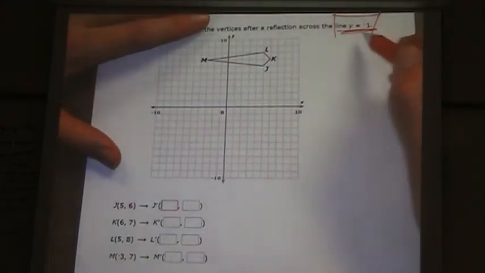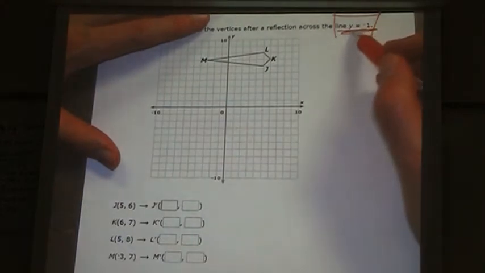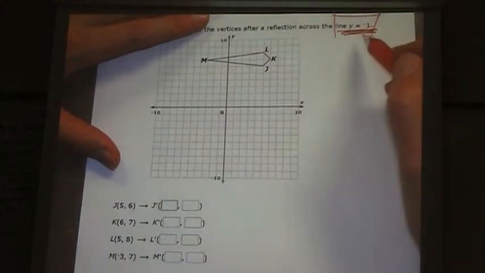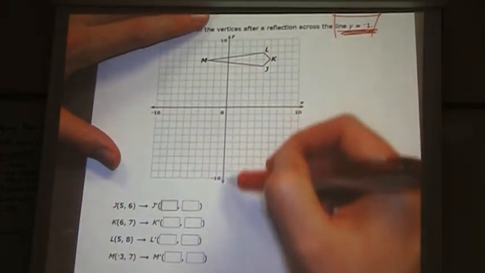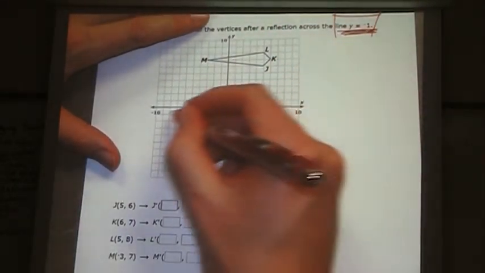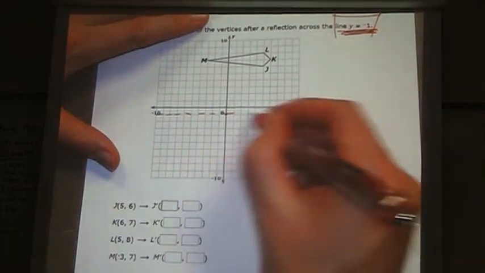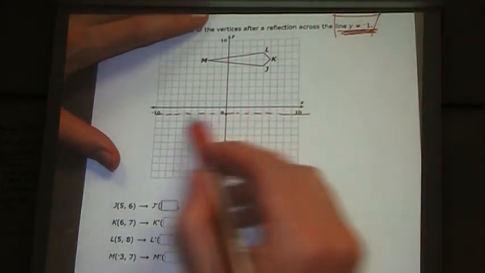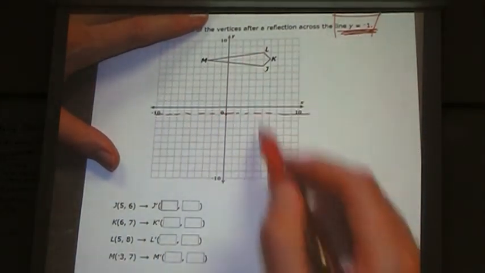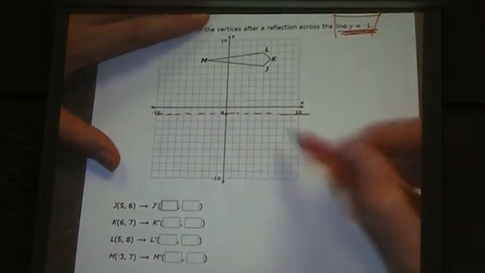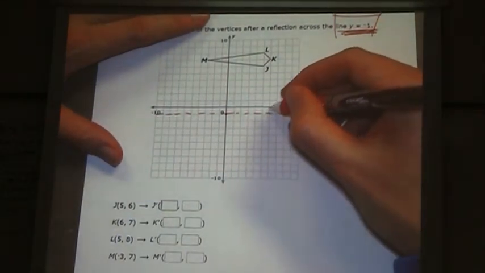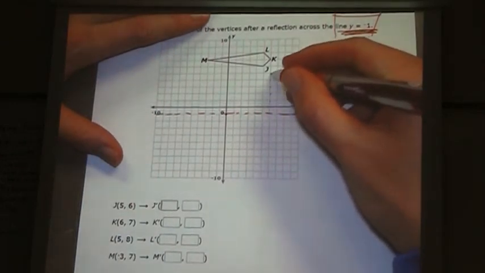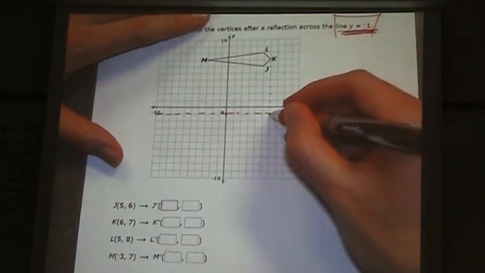You draw the line of reflection. So you do have to know how to graph y equals -1. Y equals a number: you're going to go to that value on your y-axis and go left, right. If it was x equals a number, you'd go to that number on your x-axis, then go up, down. Okay? Once you get your line of reflection, you're now going to do the counting method. So 1, 2, 3, 4, 5, 6, 7, 8 from the line of reflection. 1, 2.